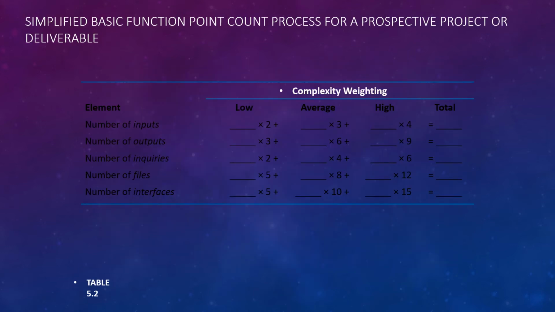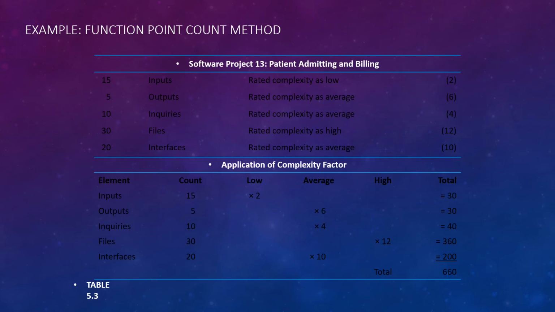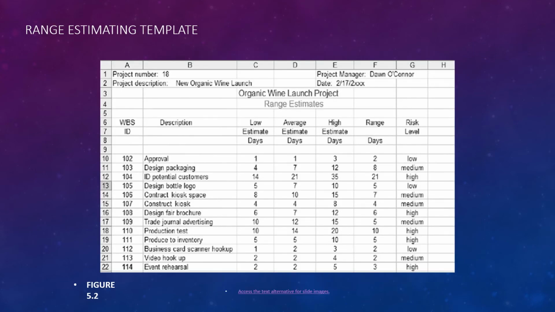Simple basic function count process. So again, here's the low, here's the average, here's the high, and the complexity weighting of how you think that's going to happen, and it's going to give you a total of what things are going to cost or what you think your estimate's going to be. Function point count method. So here you go. Here's the endpoints, the rated complexity level, and you do the math on it, and here's what we think our cost is going to be. Range estimating. So here's the low number of days, average, high. So here's the range of what it could be and what the risk associated with each is as to whether or not we think we're going to be accurate.